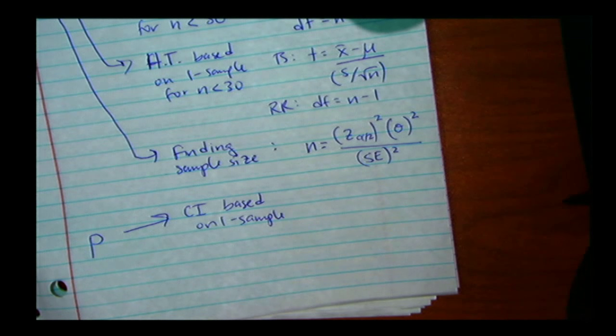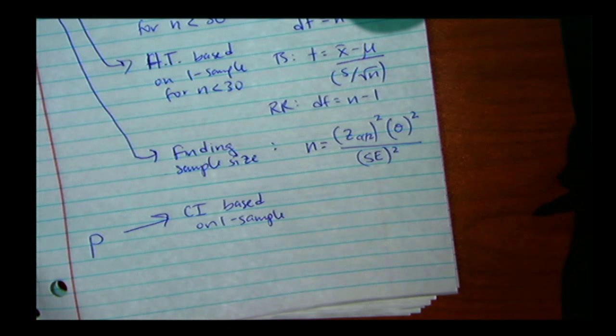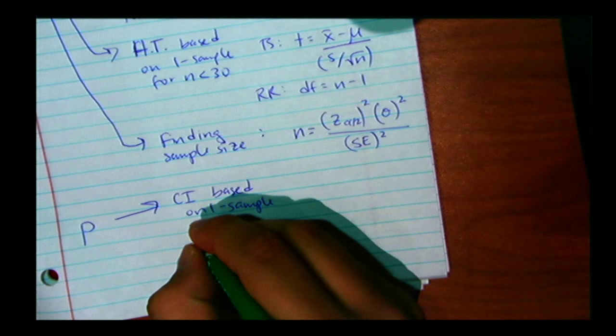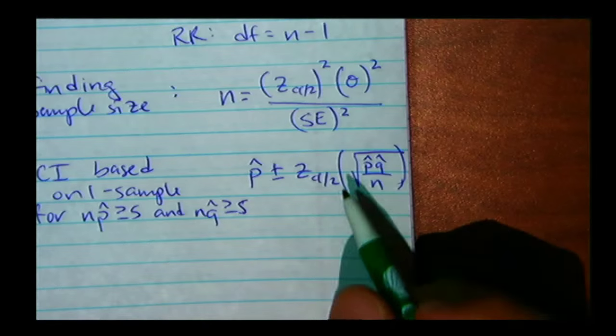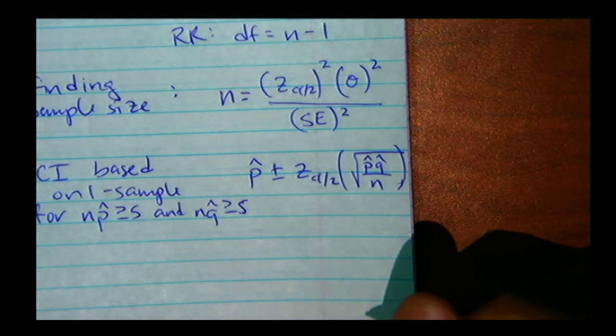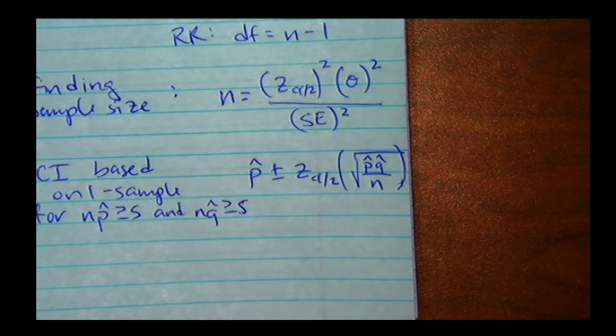So confidence interval based on one sample. Now this is going to be a little bit different. I'm going to distinguish this here: for n times p hat greater than or equal to 5 and n times q hat greater than or equal to 5, okay? Not just n, but over the p hat and the q hat as well. It's one distinguishment that we have going from means to proportions in terms of what the equation looks like.